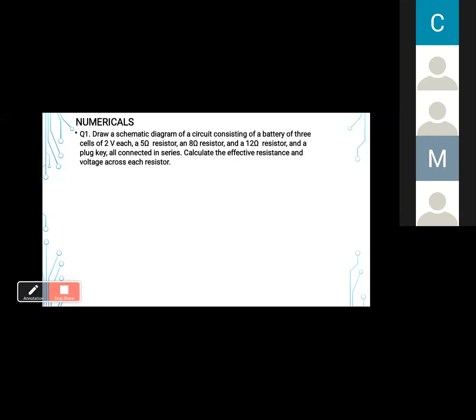Draw schematic diagram of a circuit consisting of a battery of 3 cells of 2 volt each. So here 3 cells is mentioned. That means the battery consists of 3 cells of 2 volt each. A 5 ohm resistor, an 8 ohm resistor, and a 12 ohm resistor, and a plug key, all connected in series. Calculate the effective resistance and voltage across each resistor.